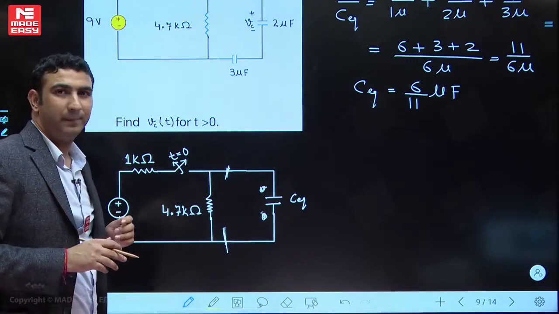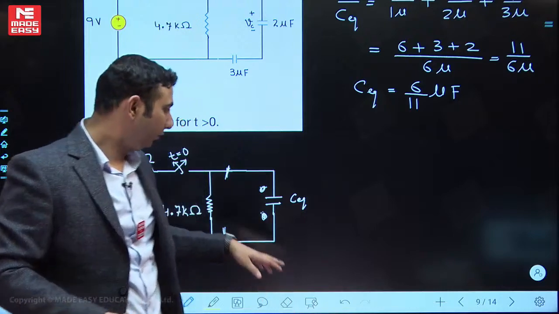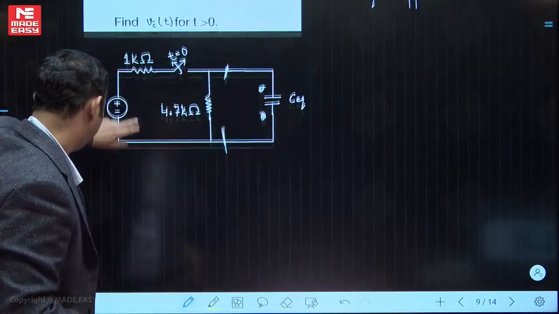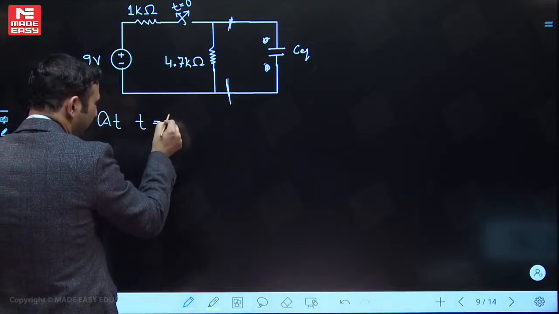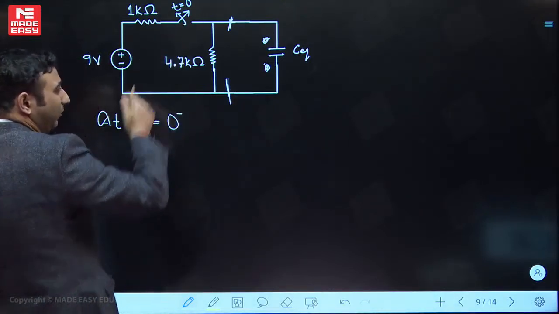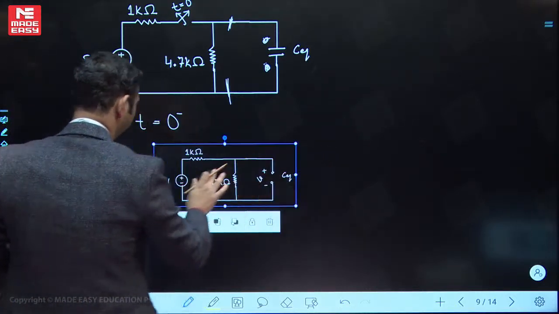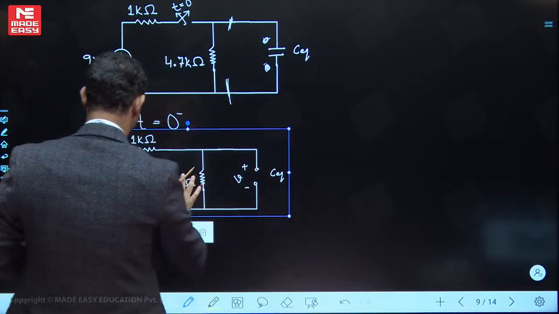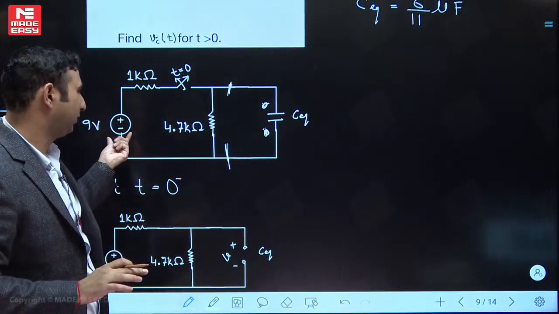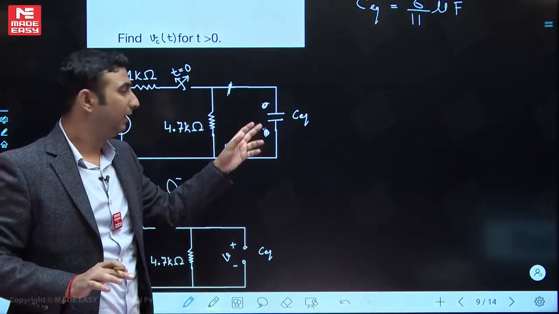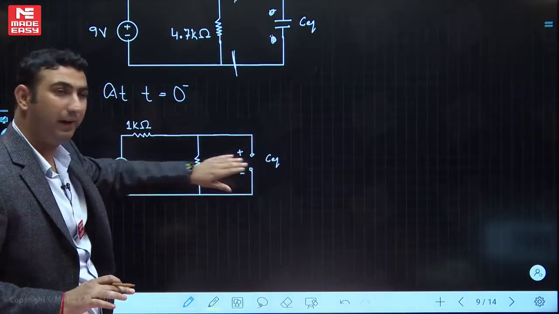So what will be the first step? The first step is always the initial conditions, that is just before operating the switch, what was the voltage of the capacitor? So let's do it. That is at t equal to 0 minus, because at t equal to 0 we have operated the switch. Now at t equal to 0 minus, a DC source is there, the circuit will be in steady state, so I can replace the capacitor by an open circuit. That's what I have done over here.